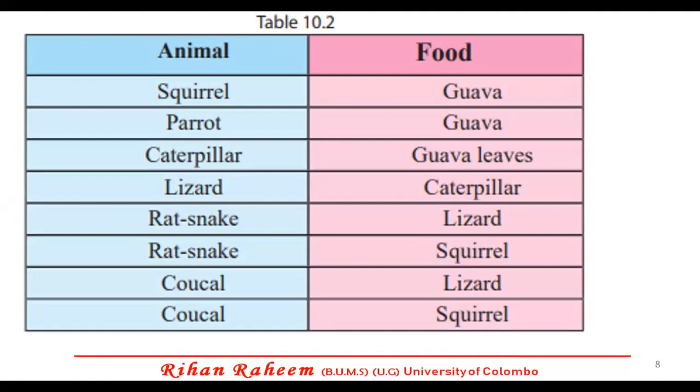Then suddenly a snake is coming. Yesterday, to my home garden, one snake came. Then I was seeing why this snake is coming. Big snake. Okay, we call it a rat snake. Do you all know the Tamil name of rat snake?